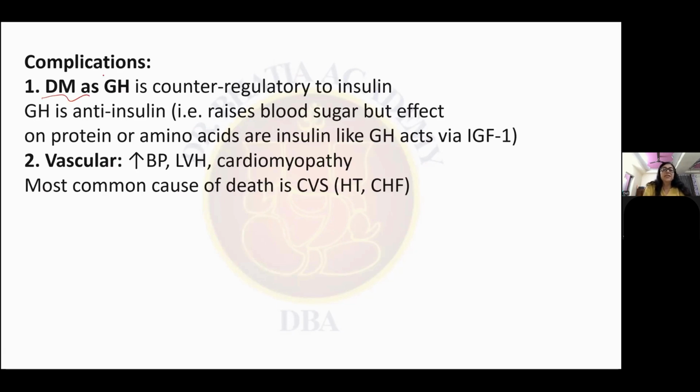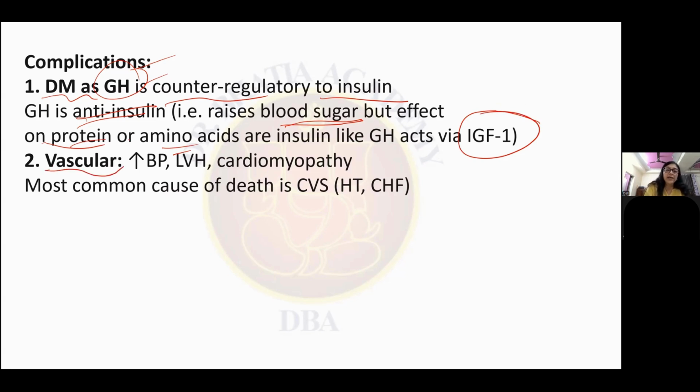Diabetes happens as one of the complications of GH secretion because growth hormone causes insulin resistance. It is counter-regulatory to insulin. It is an anti-insulin hormone. It raises the blood glucose. It also affects the proteins and amino acids, but these actions are all mediated via IGF-1.